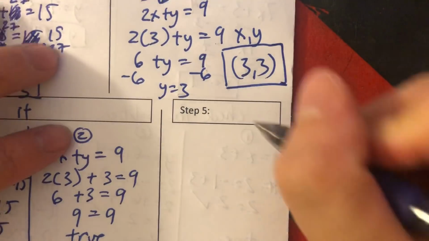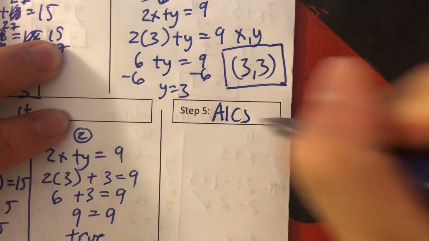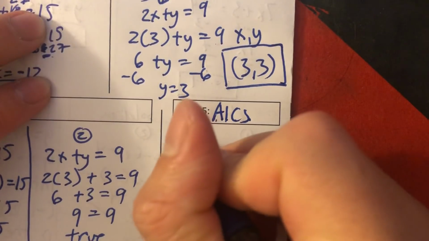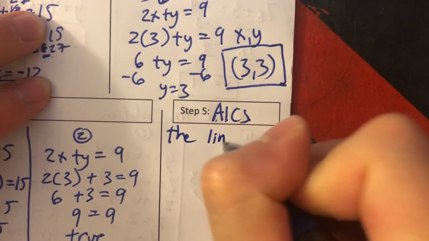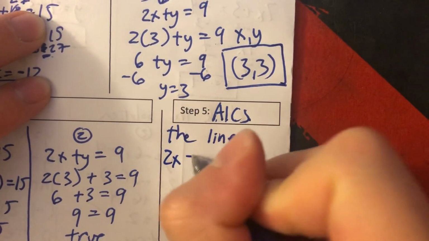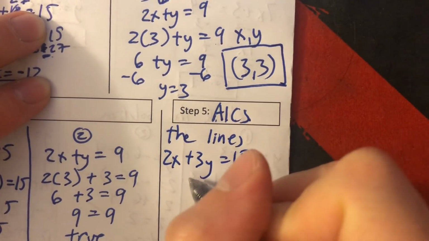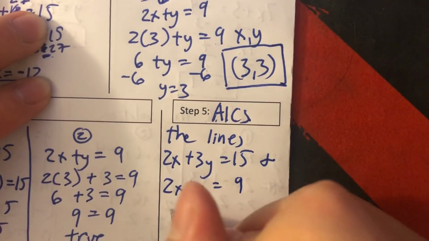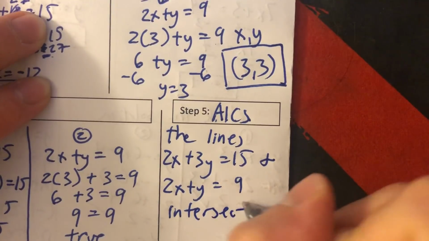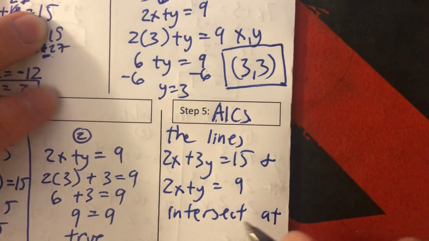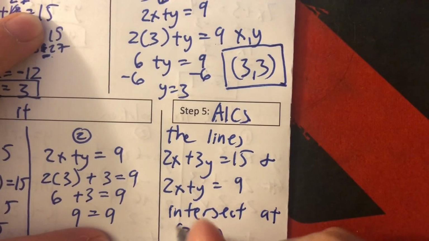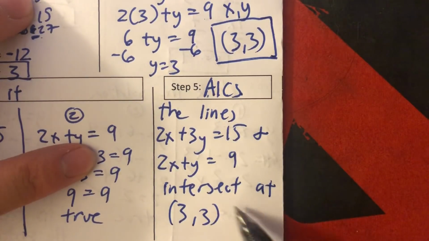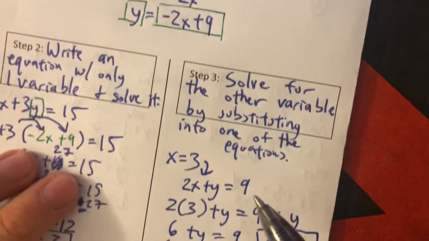So that means step 5 is the acronym AICS. Answer in complete sentence. So I'm going to write the lines 2x plus 3y is equal to 15 and 2x plus y is equal to 9 intersect at 3, 3. That is the answer in complete sentence. That means these two lines intersect at 3, 3 using what's called the substitution method.